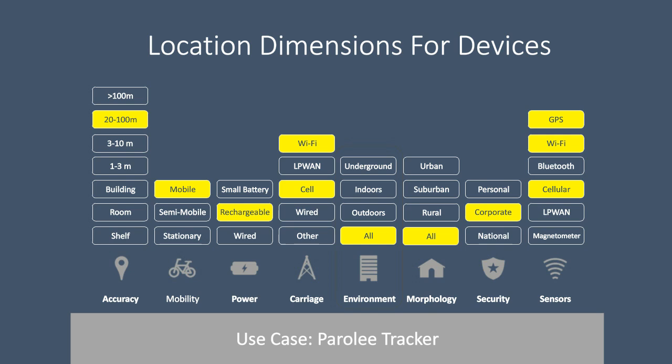In terms of mobility, it has to be mobile. This person is a human, even if they're on house arrest or limited to the destinations they're allowed to go, they're moving. In terms of power, it's a rechargeable battery.